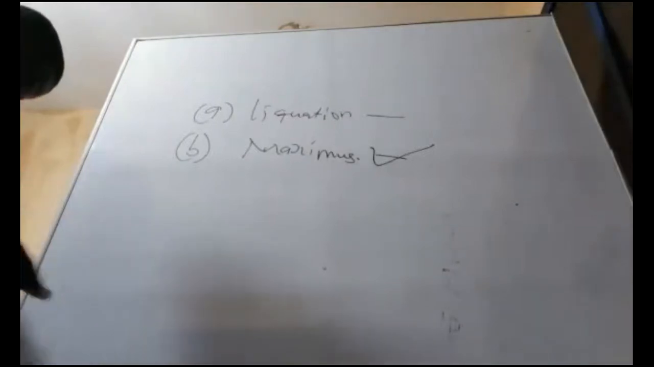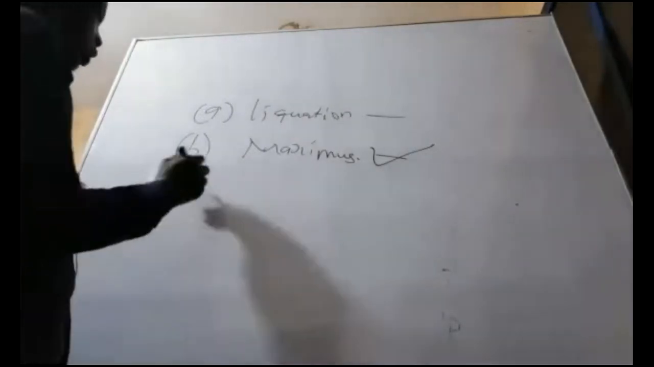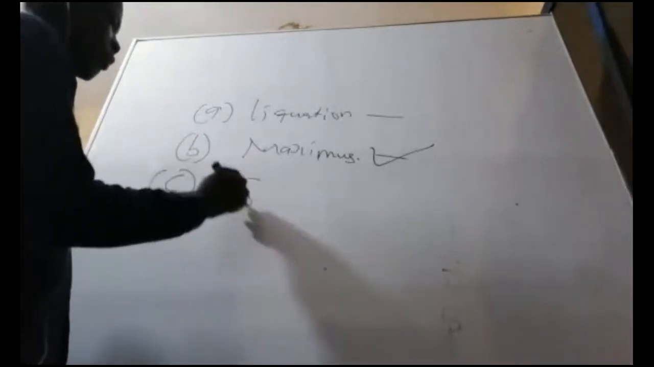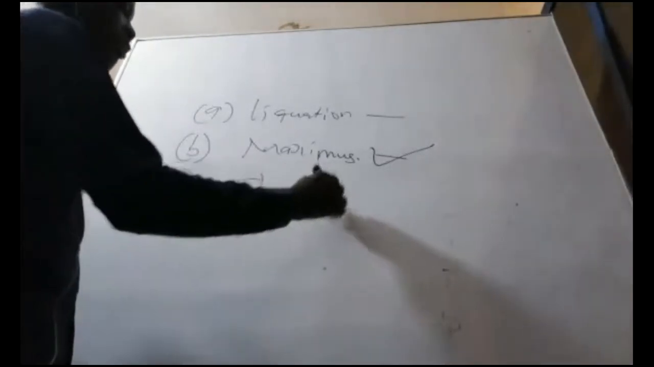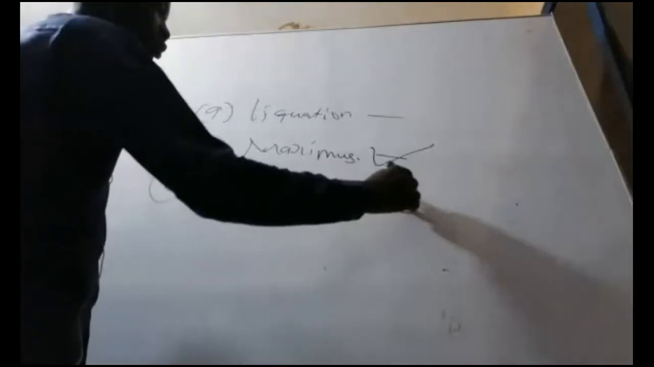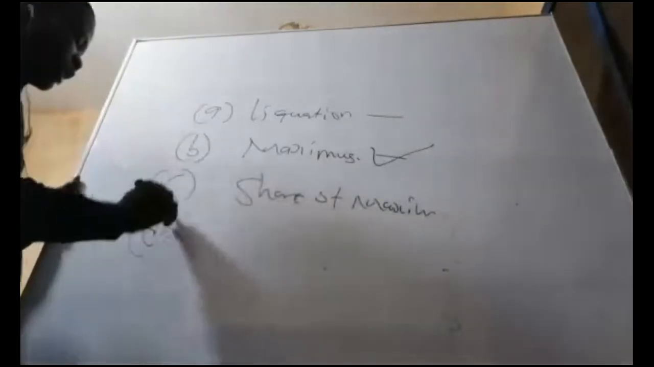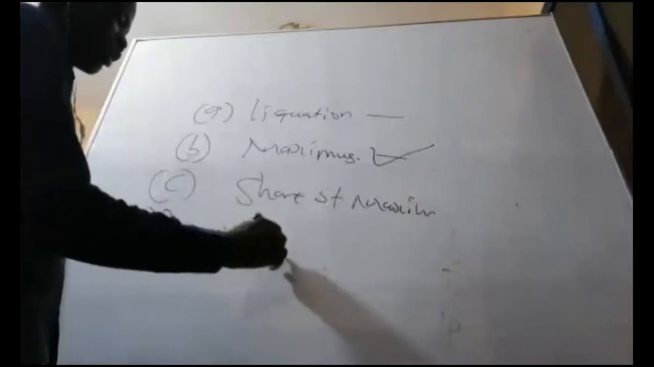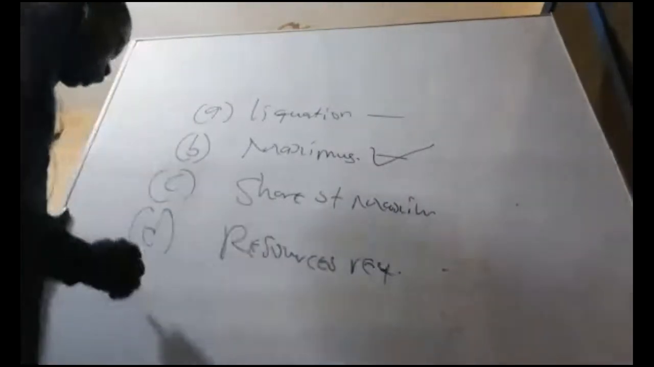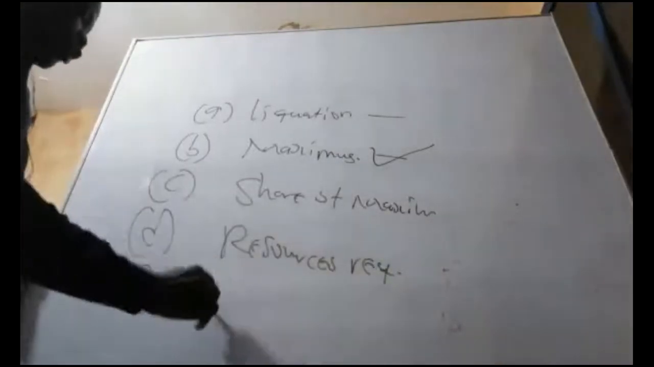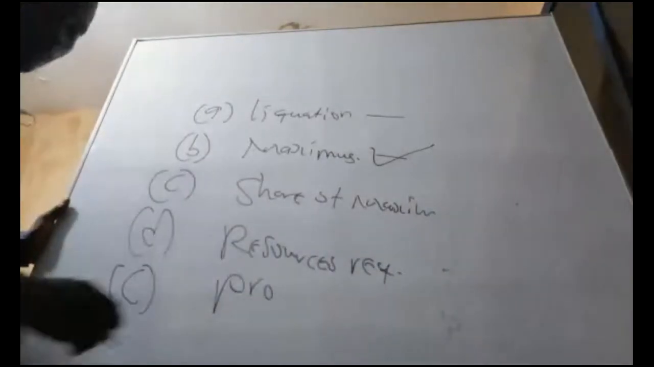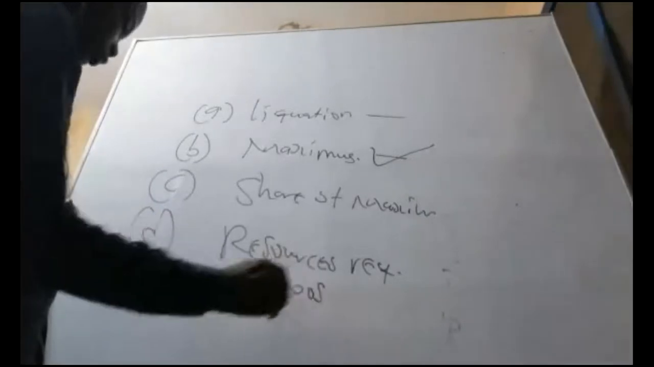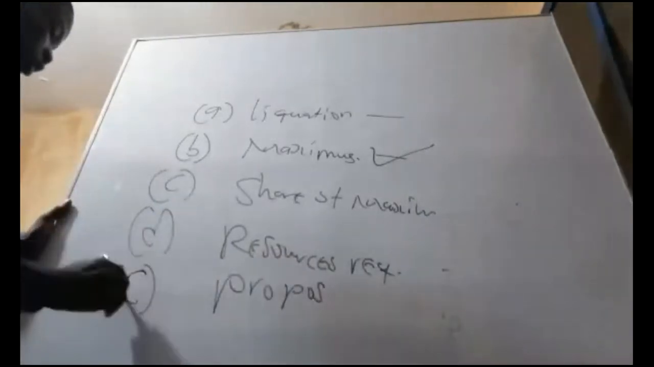Then you will continue. Then you go to C, share of maximum loss. And then you go to D, resources requirement. Then you go to the proposed scheme. Sorry, it's not C. Proposed scheme.